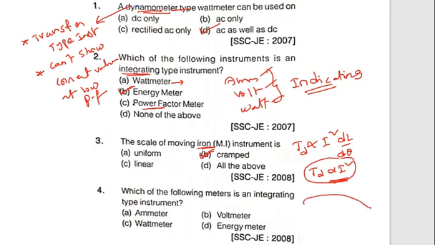Cramped means like this, when the needle is in this way, very small lines will appear there and later the distance will be large. This is a cramped case. The scale of moving iron instrument is cramped. Very important, this one also.